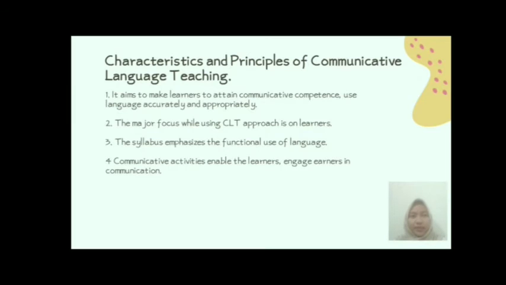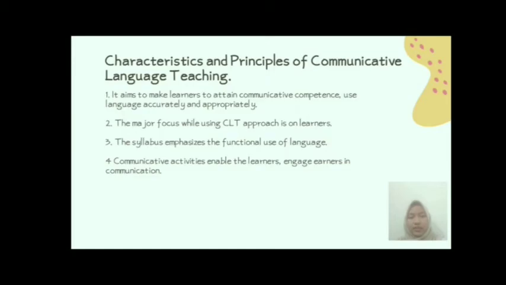Characteristics and principles of communicative language teaching. There are 4 characteristics in CLT, and the first one is it aims to make learners attain communicative competence, using language accurately and appropriately. Number 2 is the major focus while using the CLT approach is on learners. Number 3 is the syllabus emphasizes the functional use of language. And the last is communicative activities enable learners to engage in communication. Yeah, that's all from CLT.